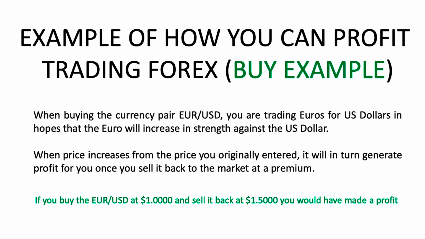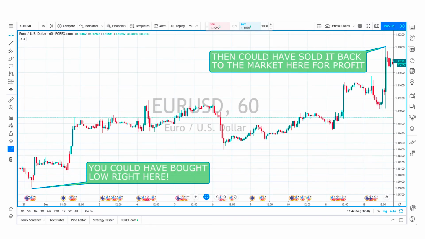So if you buy the Euro-USD at $1 and sell it back at $1.50, you would have made a profit for that 50 cents in between. Looking at this chart here, you could have bought at the very low and you could have sold at the very high. And by doing so, you'd make that profit in between.